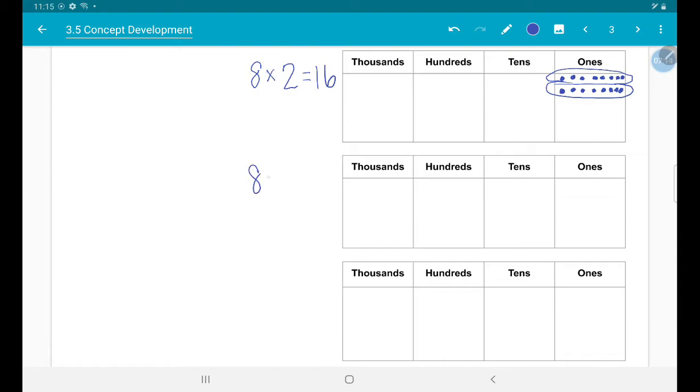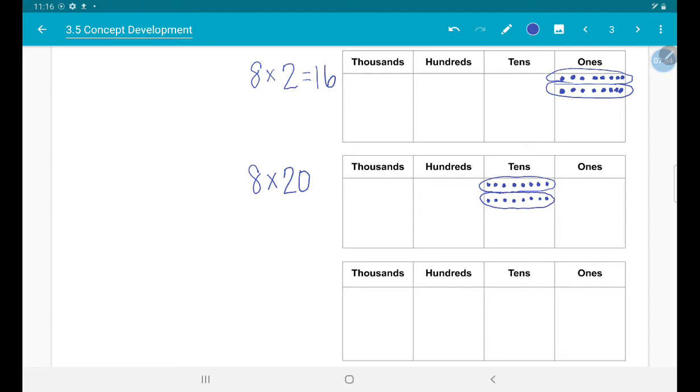So what if instead of 8 times 2, we did 8 times 20? Well, now I'm going to have 2 groups of 8 in the tens place value. 1, 2, 3, 4, 5, 6, 7, 8. Make another group of 8. 1, 2, 3, 4, 5, 6, 7, 8. Here's a group of 8. Here's another group of 8.